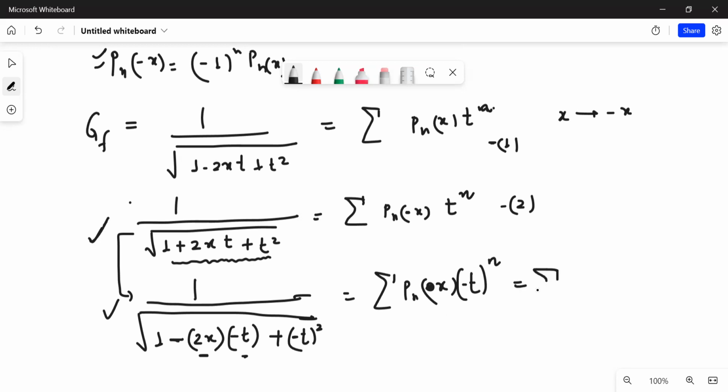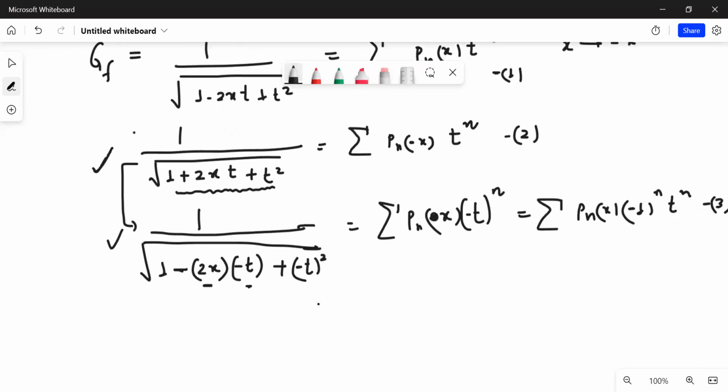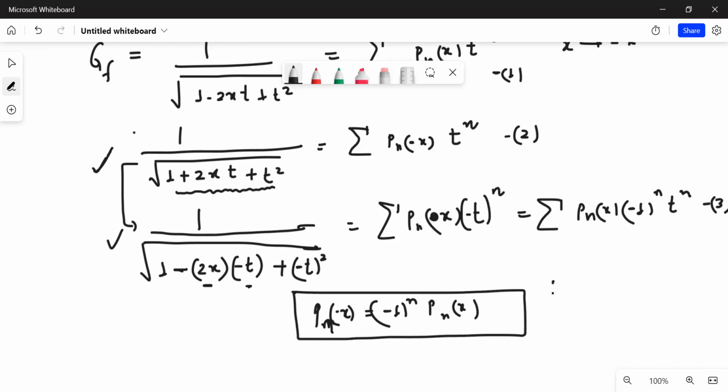So this particular thing would reduce to summation Pn(x) and minus 1 raised to power n and then t raised to power n. So this is equation number 2 and this is equation number 3. They're actually the same. We are actually expressing both of these things only. So if I equate both of them, what I'll get? I'll simply get that Pn(minus x) is nothing but it is equal to minus 1 raised to power n Pn(x). Is that clear or not clear?